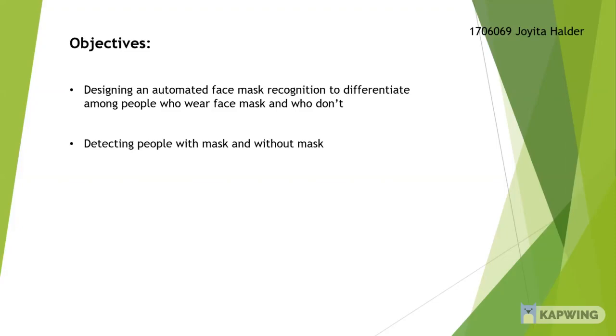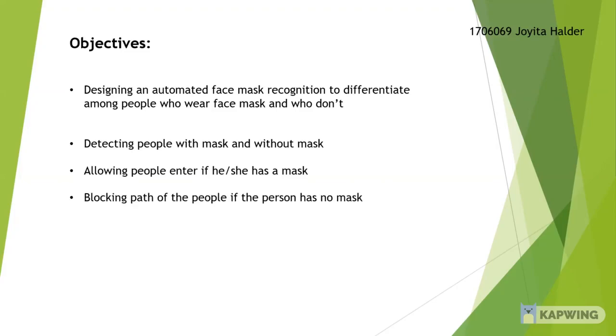Then, detecting people with mask and without mask. Then, allowing people to enter if he or she has a mask. Or blocking the path of the people if the person has no mask. Finally, provide a mask to the person if he or she is detected with no mask.